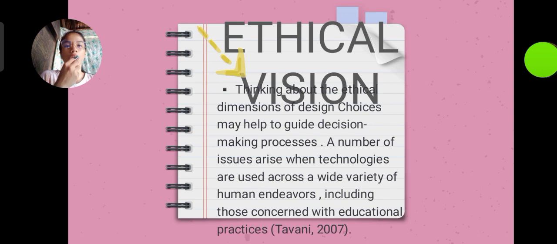So, the ethical vision. Thinking about the ethical dimensions of design choices may help to guide decision-making processes. A number of issues arise when technologies are used across a wide variety of human endeavors, including those concerned with educational practices, according to Tavani 2007. So the aim of this area of consideration is to focus on students' education and learning above commercial or school considerations. And it answers the question, what vision of the instruction will lead change in a proactive direction?